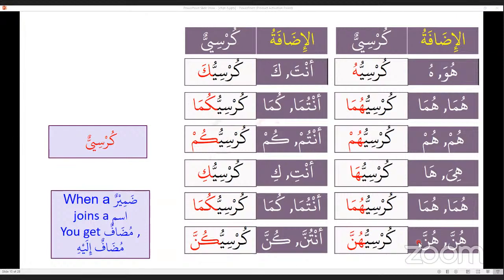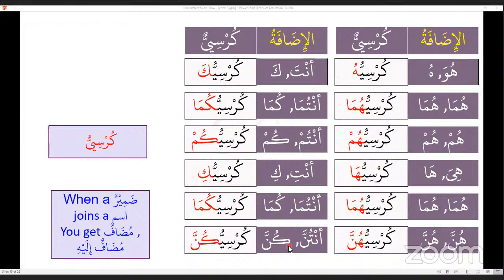Okay, let me ask in Arabic. Are they dealing with mutakallim, mukhatab or ghaib? Al-ghaibu, sir. So that is Al-ghaibu, the third person. Okay, now the second one is dealing with what? This is for ghaibu. Now is this for mutakallim, or for Al-ghaibu?